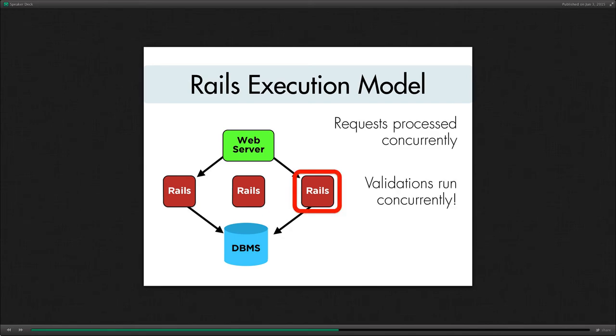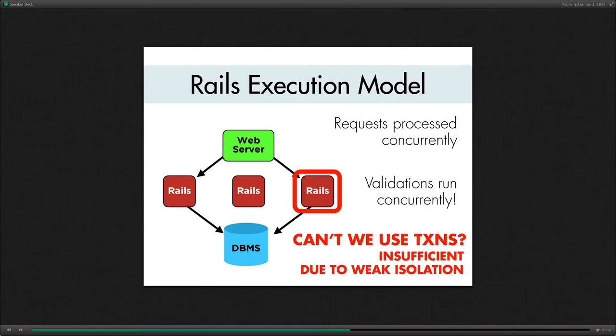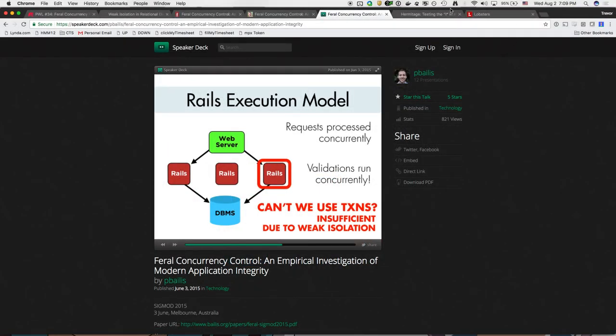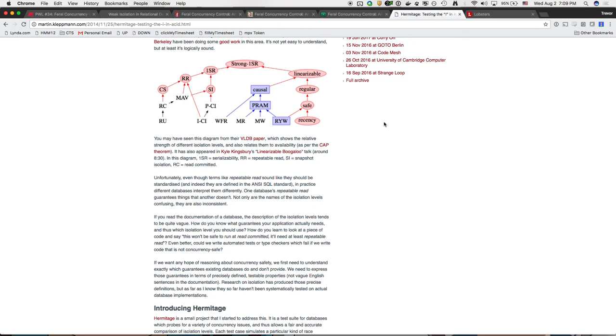So you validate concurrently. All of these three things you're going to validate right there. Can you use transactions? Because you can't use transactions because of weak isolation. What is weak isolation? is what Trevor asked. And so I was thinking about it. I remember I was at Strange Loop a couple years ago, and Martin Kleppmann had this presentation where he showed that diagram that is super straightforward. No, it's not. These are all the different isolation levels. Isolation is the I in ACID. And there are different levels of how you can have an isolated database, right?